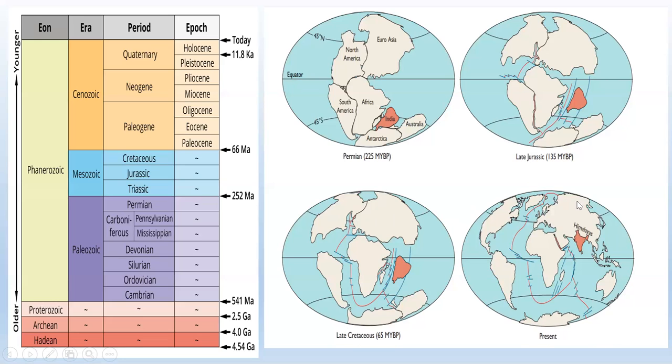And now, at present, this is the world map. The continents which were once in the southern continent are now mostly in the northern hemisphere. Not all, but mostly. They took a northward journey, and this is the present position of all those continents.